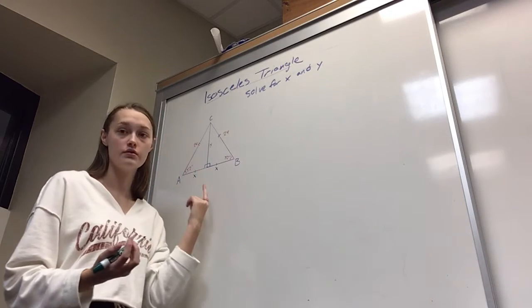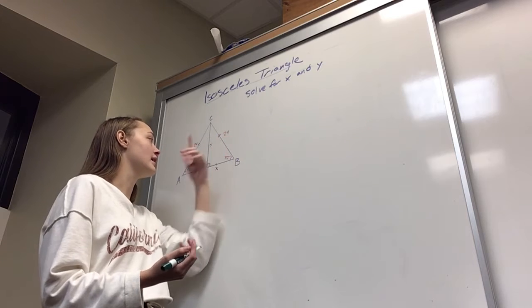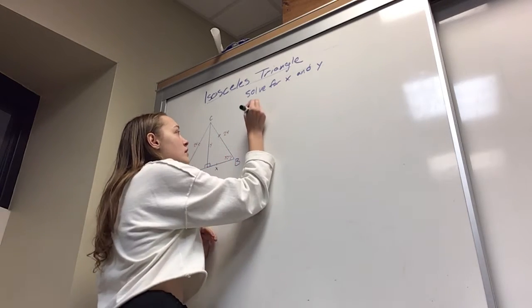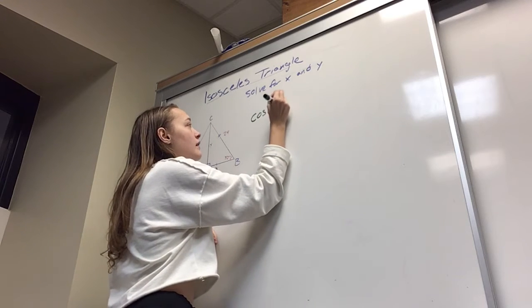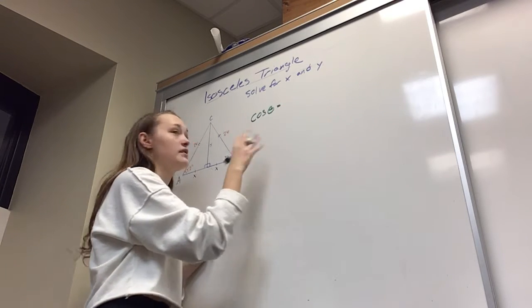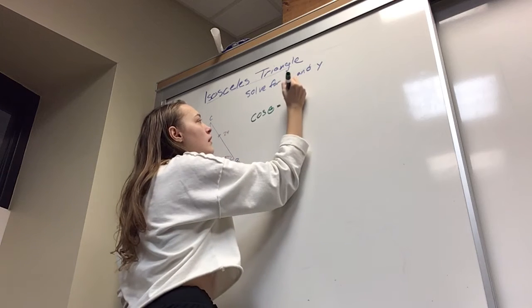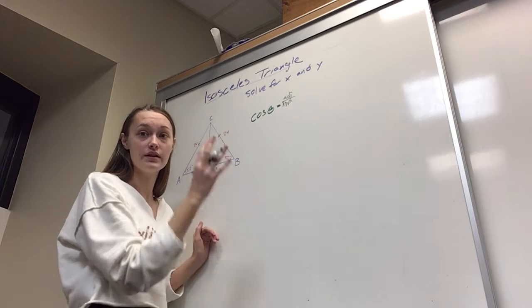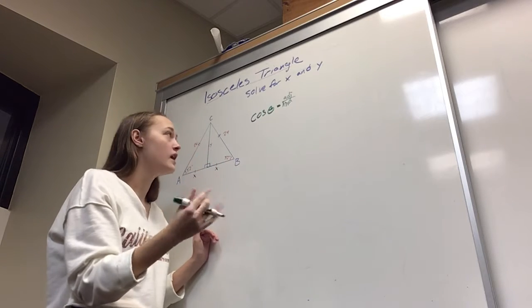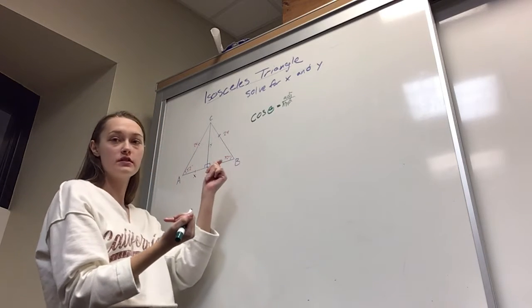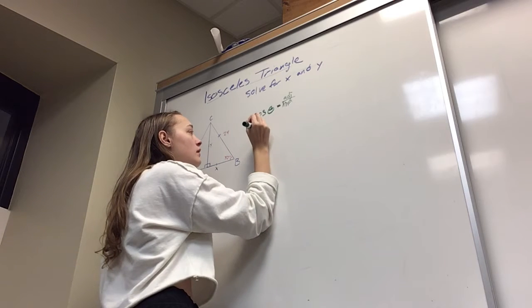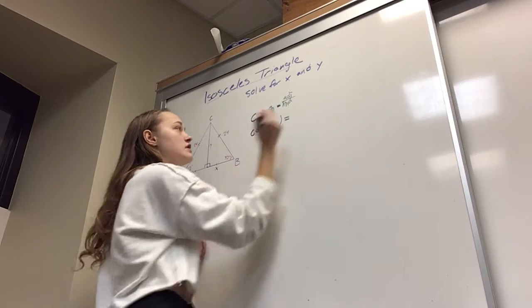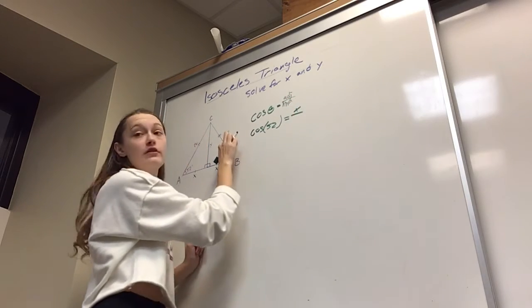So I'm going to use cosine because we know the angle and we know the hypotenuse, and x is adjacent to the angle. So I'm going to use cosine of theta equals adjacent over hypotenuse, which is part of SOHCAHTOA. It's the CAH part. And if we substitute in what we have, cosine of 52 equals x, which is adjacent, over the hypotenuse, which is 24.